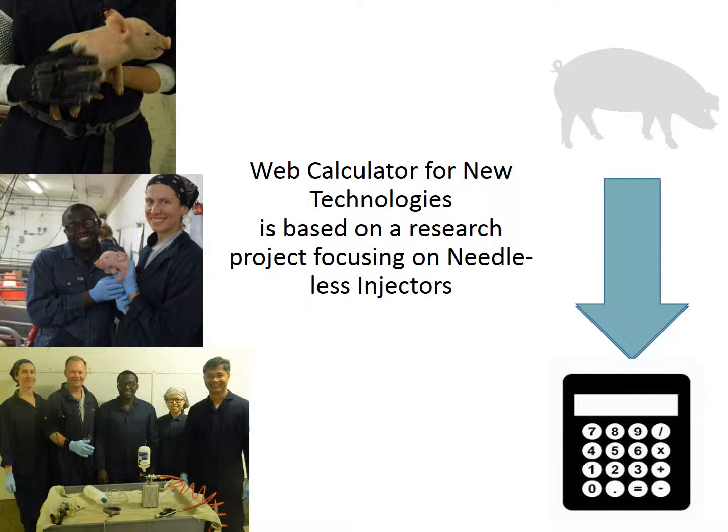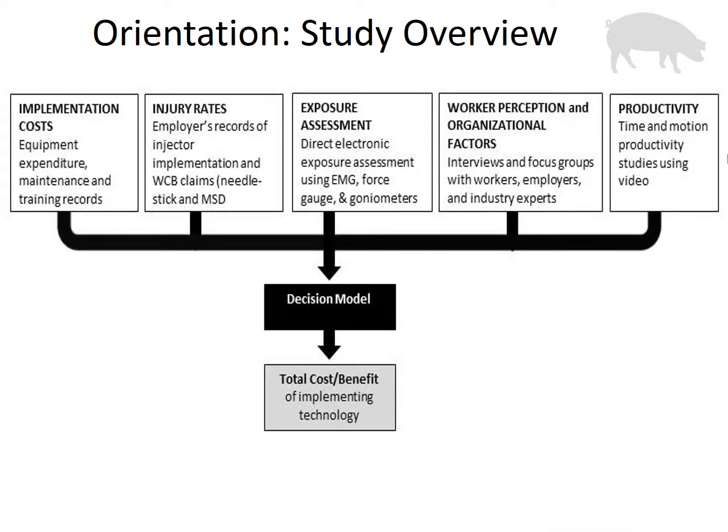In the needleless injector study, we were able to compare the use of the new technology with the old conventional needles, and this was compared using a model. This is the model that was adopted in studying the needleless injector. We were able to look at different aspects as they relate to the use of the new technology. We looked at the implementation cost of the needleless, the injury rates, exposure assessment, workers' perception, and productivity.